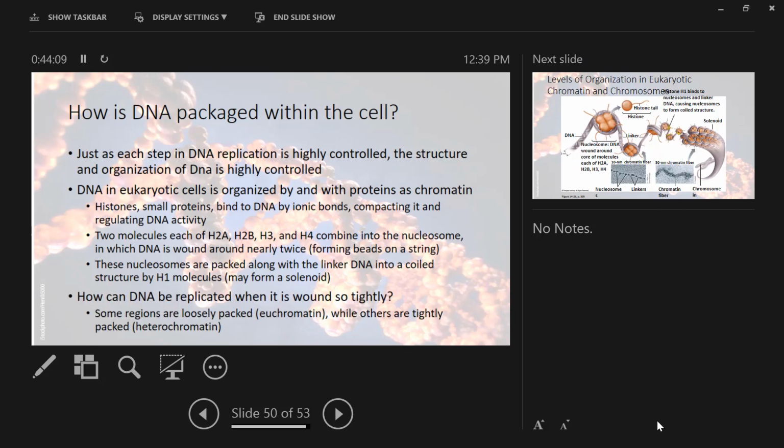And that's actually this last question. So how can DNA be replicated when it's wound so tightly around these histones? And so the answer to that is you basically have to unwrap it. And some sections of the DNA are just naturally loose, more loosely connected than others.